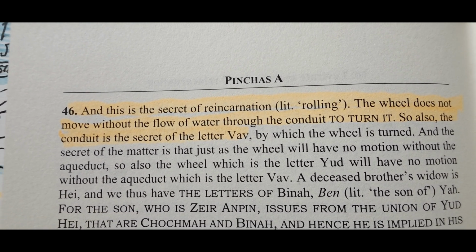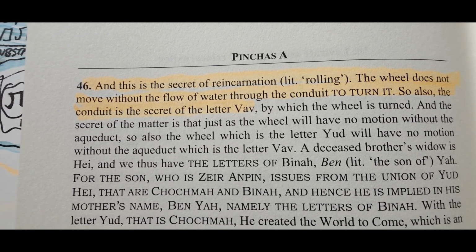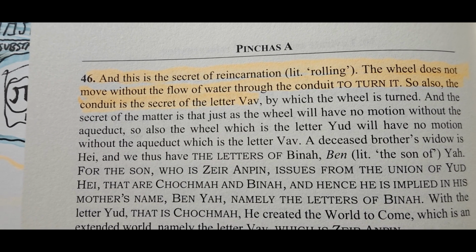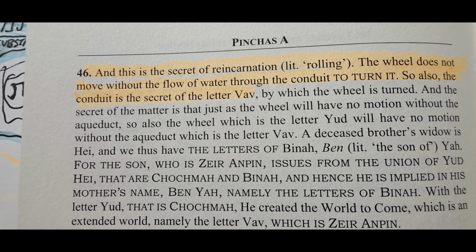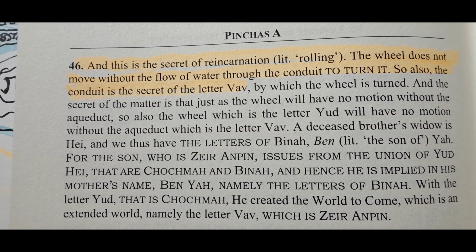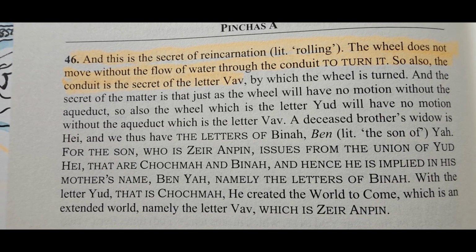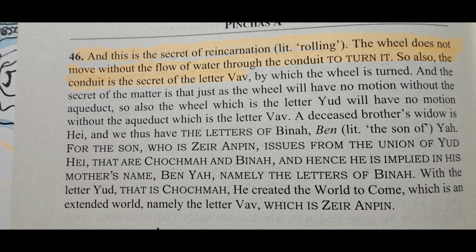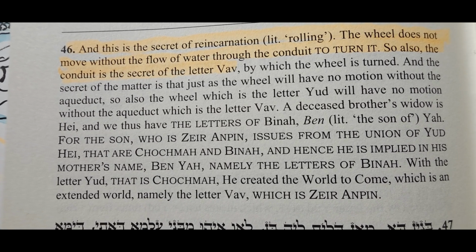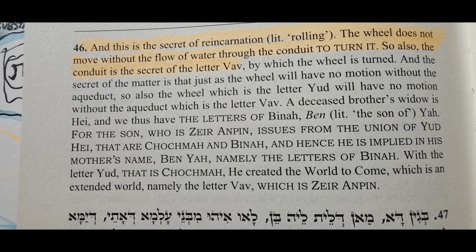So also the conduit is the secret of the letter Vav by which the wheel is turned. And the secret of the matter is that just as the wheel will have no motion without the aqueduct, so also the wheel, which is the letter Yud, will have no motion without the aqueduct, which is the letter Vav. A deceased brother's widow is Hey, and we thus have Bina ben Ya, right? With the letter Yud. He created the world to come, which is an extended world, namely the letter Vav.